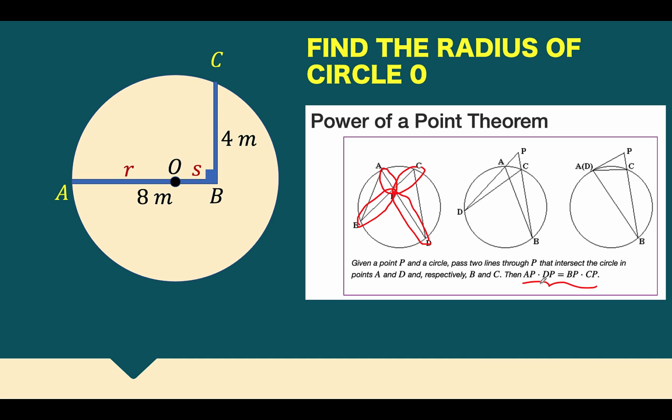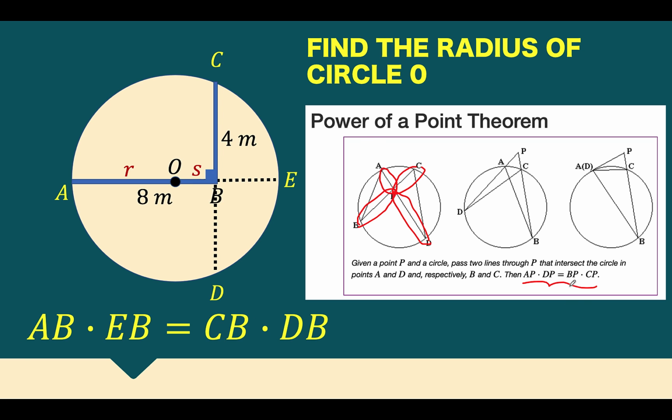In other words, if we can form two intersecting chords that intersect inside the circle, then we can use this formula. So let's extend segment CB in the direction of B, and let's call this point D. CD is a chord of circle O. Then let's also extend segment AB in the direction of B, and let's call this point E. AE is a diameter of the circle. That is because it passes through this center.